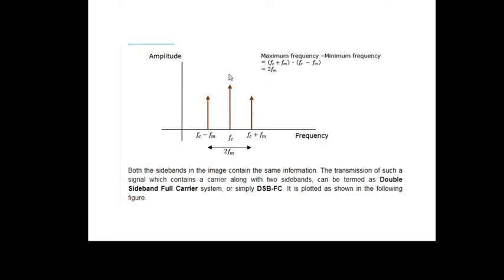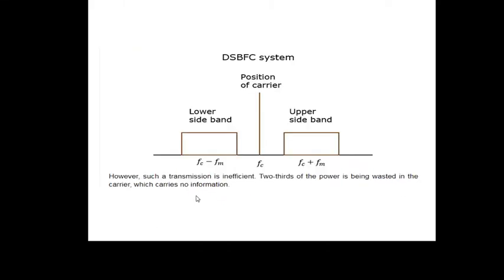So this is the representation of double sideband full carrier, where we can see the maximum frequency minus the minimum frequency, which gives the bandwidth. Both sidebands contain the same information. Transmitting such a signal contains the carrier along with the two sidebands. That is called a double sideband full carrier wave, or simply DSB FC. This is also called ordinary AM modulation.